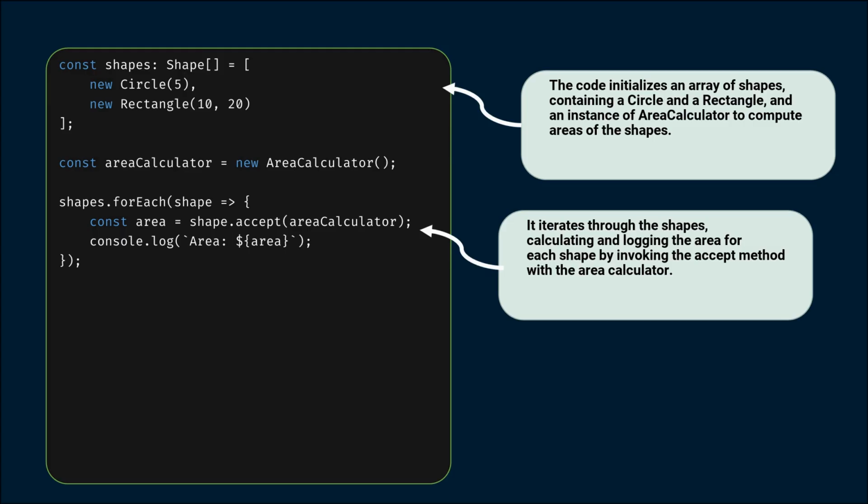This structure exemplifies the flexibility of the visitor pattern, as it allows for easy addition of new shape types or operations without altering the existing codebase. Such extensibility is vital in larger applications, where operations may continually evolve.